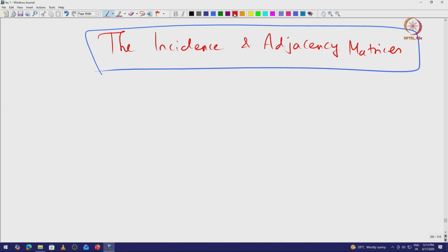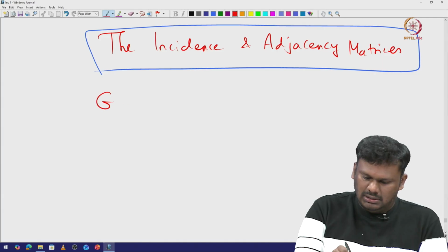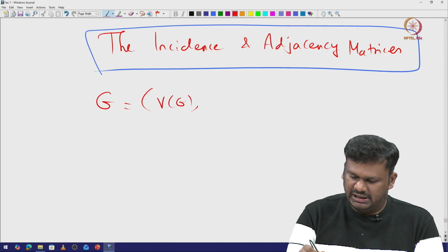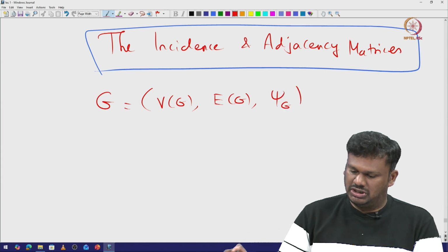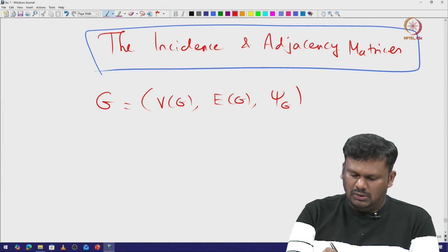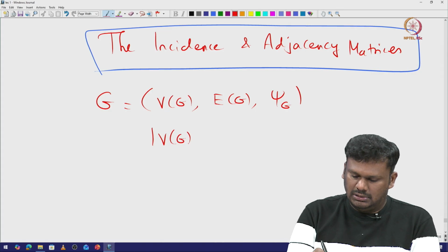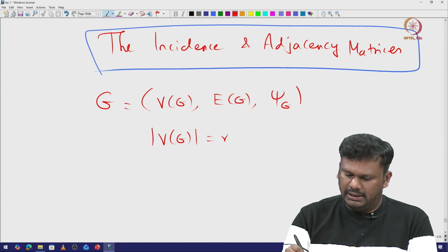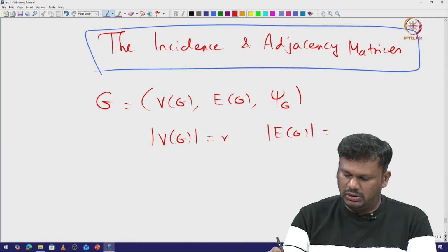So we will actually only be working with finite graphs. That means the number of vertices and the number of edges are both finite. So recall a graph is a triple which has the set of vertices, the set of edges and the incidence function psi g. Now the cardinality of V of G, let us denote it by nu, and the cardinality of E of G, which is the number of edges, let us denote it by epsilon.